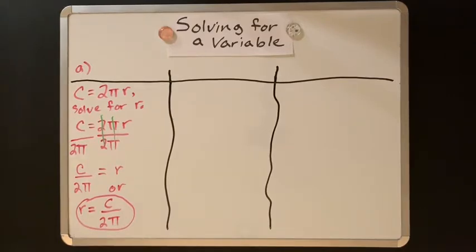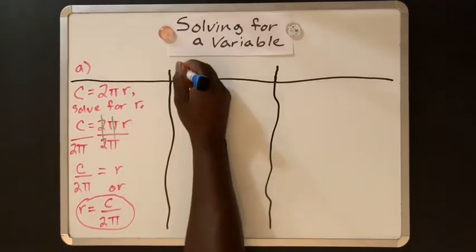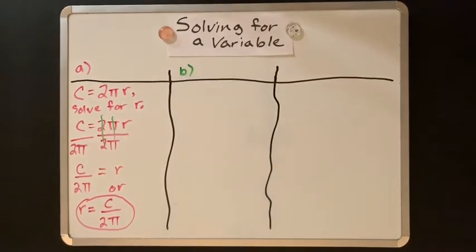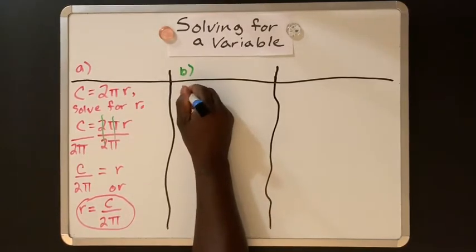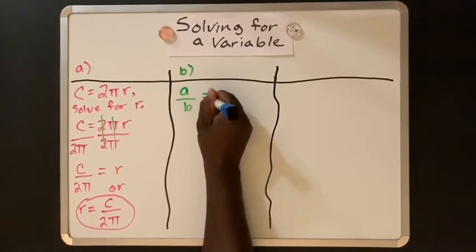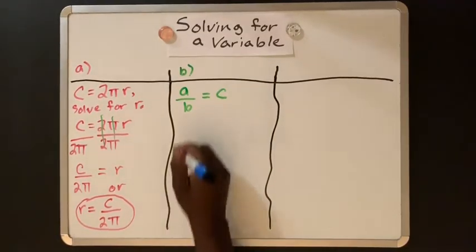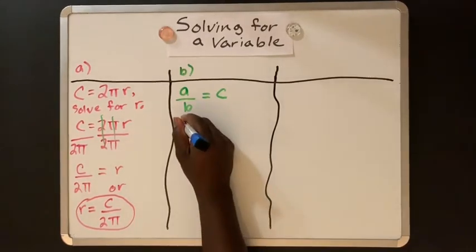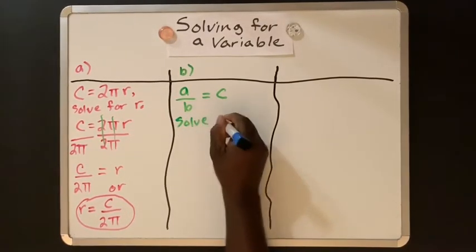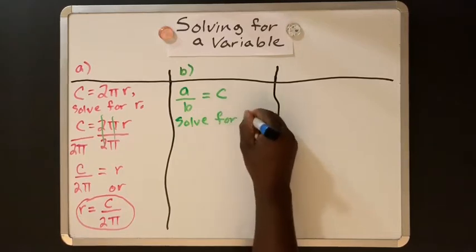Now, let's take a look at another problem. This one looks very simple, but it has some degree of complex thinking. So don't underestimate it. So here this is problem B, and we have A over B equals C. Looks simple. In this case, they want us to solve for B. So we're going to solve for B.